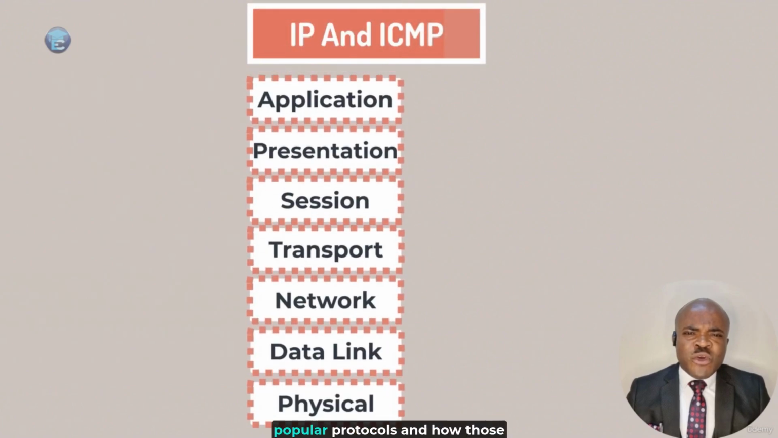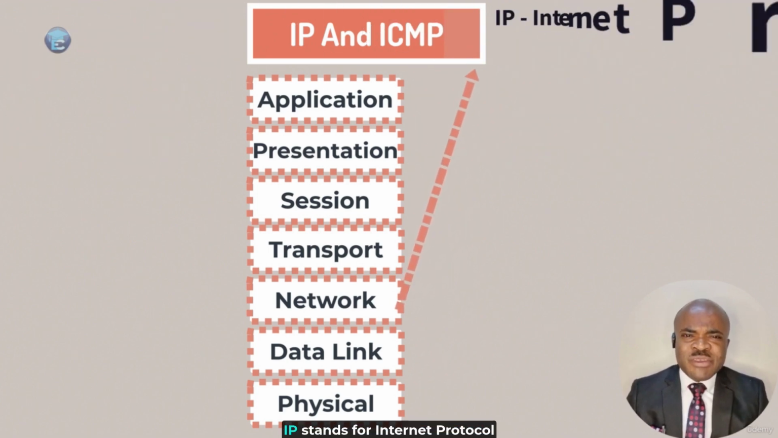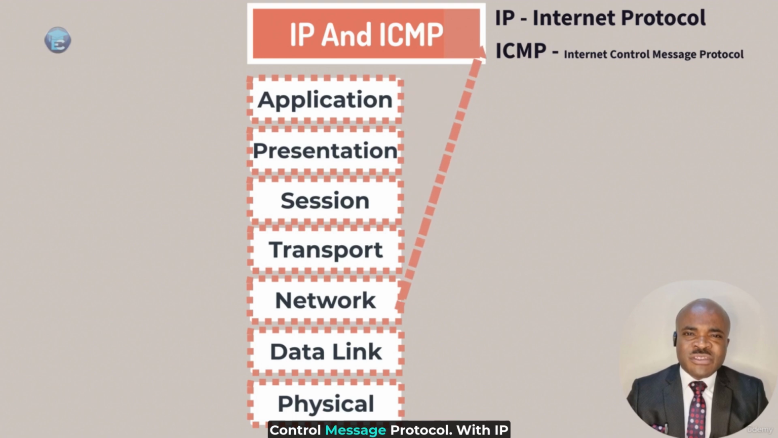Let's look at a couple of popular protocols and how those fit into the OSI model that we looked at previously. Specifically, we're going to look at IP and ICMP, which both dwell at the network layer. IP stands for Internet Protocol and ICMP stands for Internet Control Message Protocol.